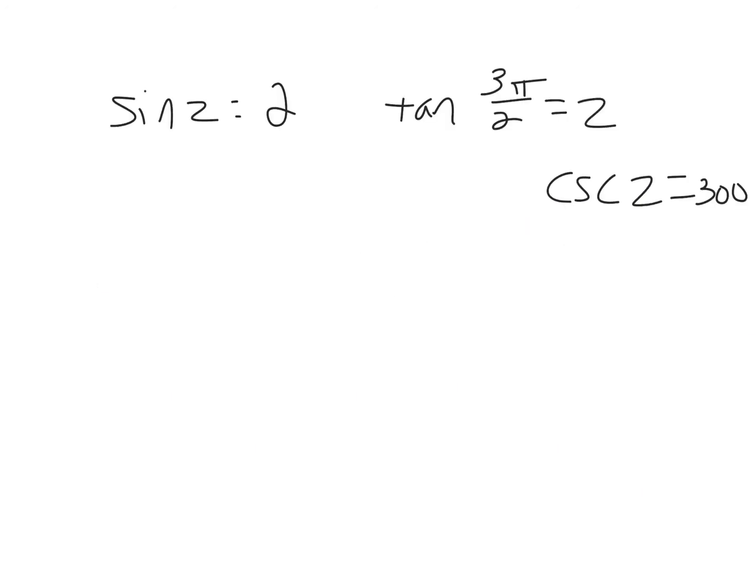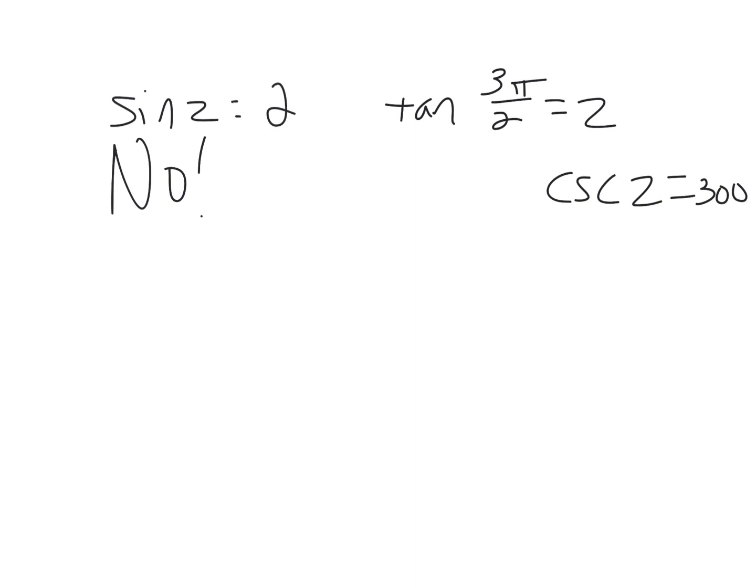All right, so playing a little game here. Is there a value for z possible for these given scenarios? So we have sine z equal to 2. Can sine z ever equal 2? No. Why? Because as you saw on the last page, your sine outputs are going to be between negative 1 and 1. So no, it won't work.